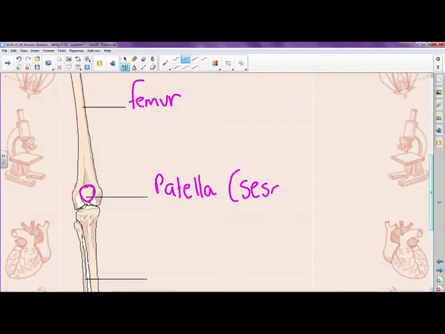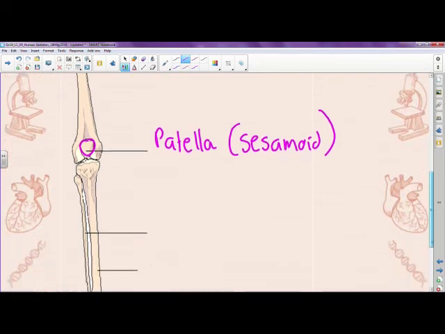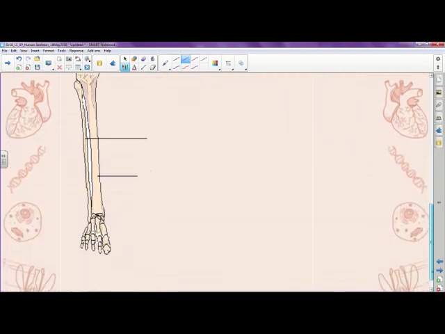A sesamoid bone means the following. It's the only bone in the human body that doesn't join with another bone. Next week when I bring the knee joint to you, I'm going to show you how the patella works.